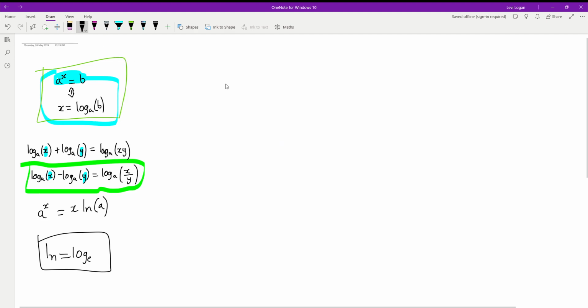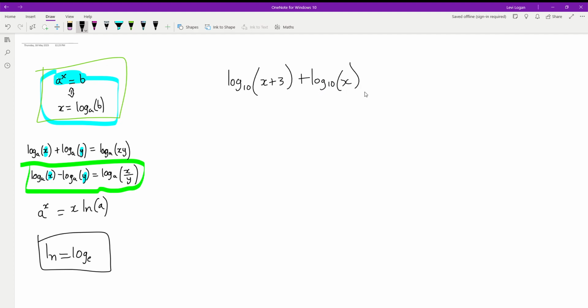Alright, let's have a go at another one. So let's say we had log, base 10, of x plus 3, is equal to, actually no, let's go plus log of 10x. And let's say it's not equal to a log. Let's say it's just equal to 1. Okay, so if you want to have a go at this, feel free to pause the video and have a go, and I'll get started.